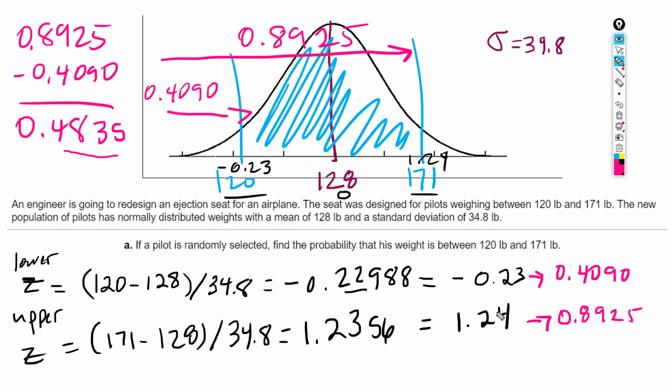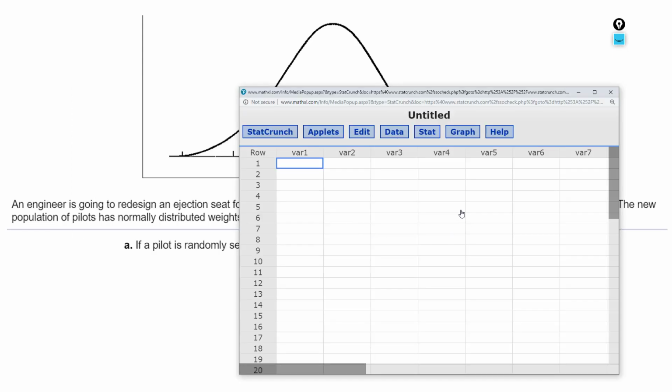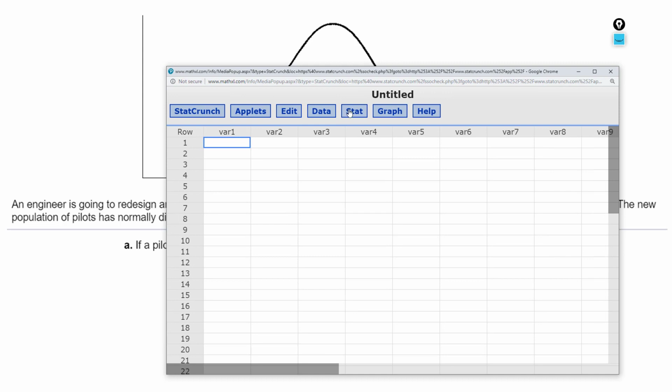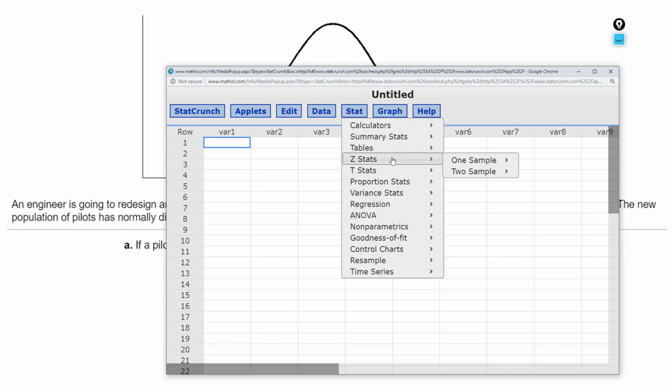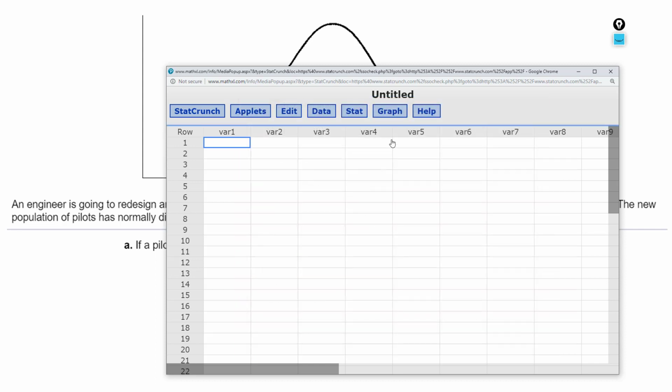because if you rounded differently, you may have gotten a slightly different value. But another thing that you can do, which is kind of cool, is you can open up StatCrunch. If you just go to the question help and open up StatCrunch, you can make this a little bit bigger, and you can go to Stat, Z-Stats, one sample with summary, and you could actually put these values in. But when you have a sample size, I'm going to do something different.